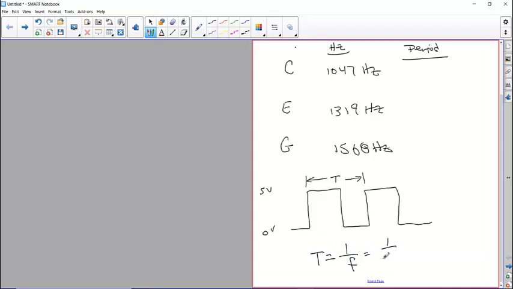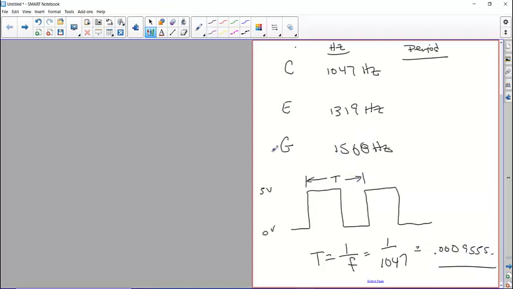So if you take 1 over 1047 hertz, you'll get 0.00... Let me put that in the calculator, to make sure I get the number of zeros. So 1 divided by 1047. So it's 0.000955 seconds. So that's the time.